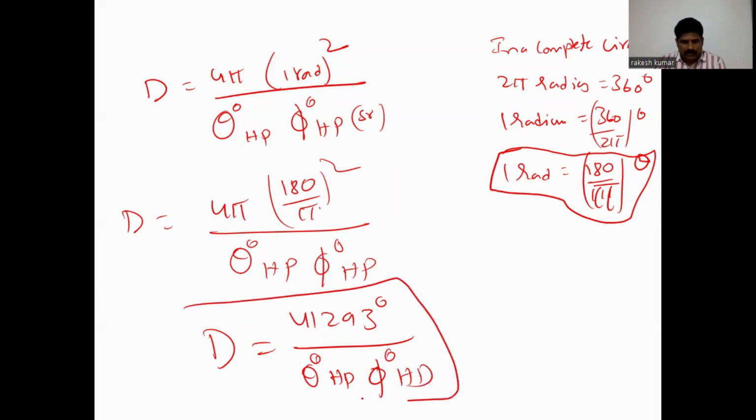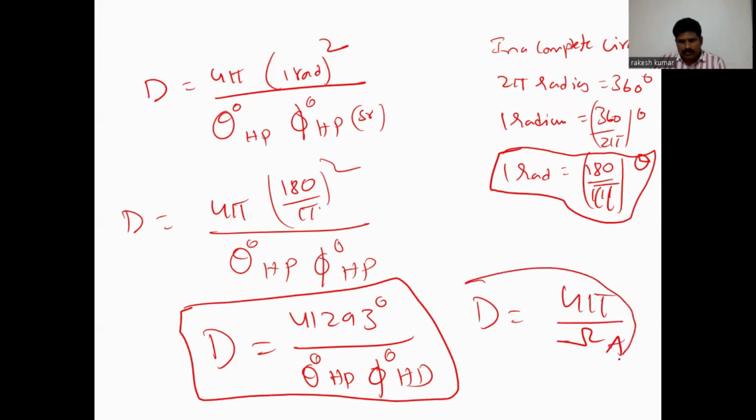So there are two derivations for directivity, and the other relation is D = 4π/σ_A. These are the two important derivations. Σ_A denotes beam area and D denotes directivity. We may get problems where they give the theta values and ask us to calculate the directivity. This is how we derive the relationship between directivity and beam area.